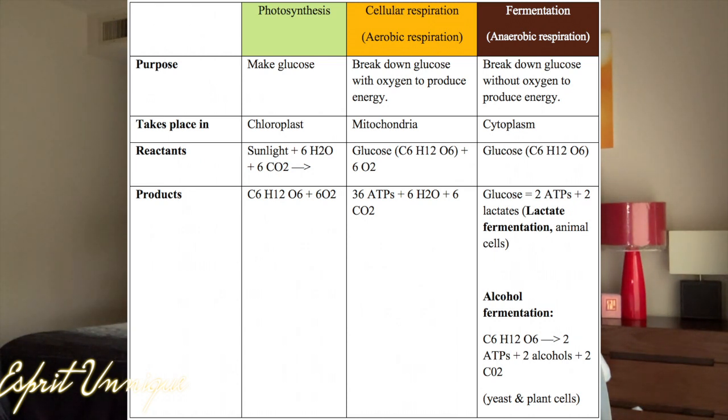And as for alcohol fermentation, because there are 2 types of fermentation, I'll get to that in a minute, the products are 2 ATPs plus 2 alcohols plus 2 CO2s, aka carbon dioxide.